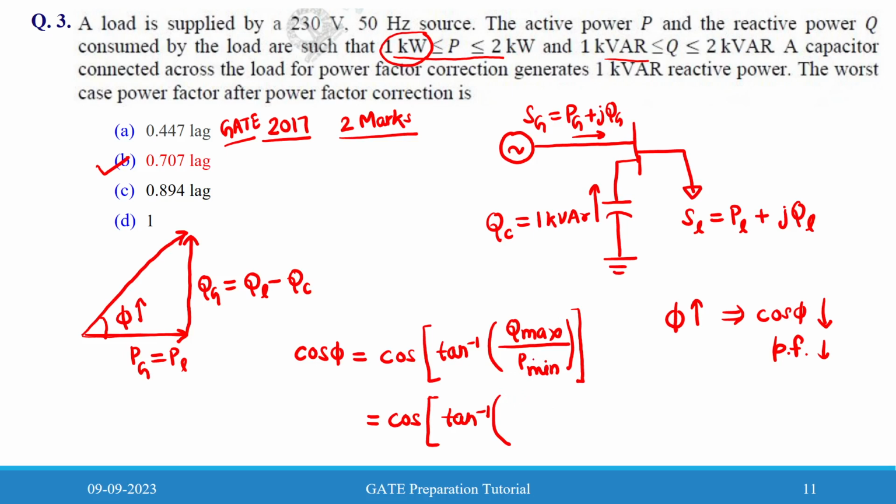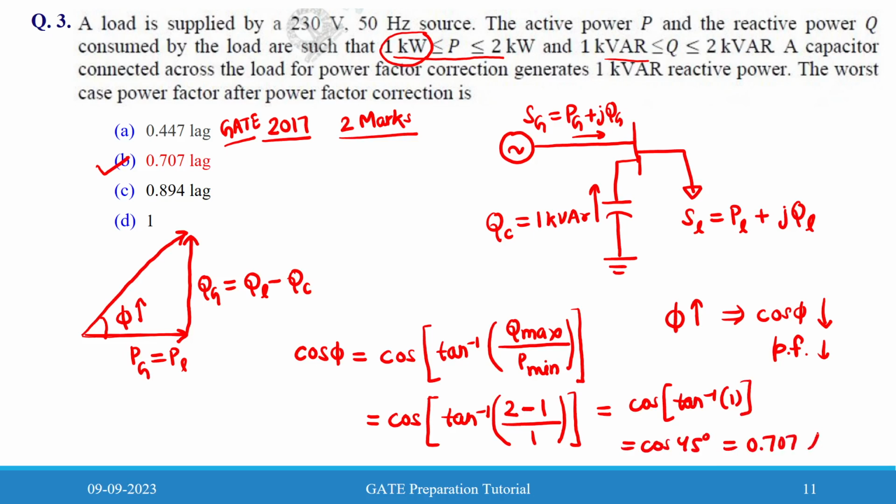So what will Q max be? For Q max you take QL equal to 2, because you cannot change the load. QL will remain the same at maximum, and then the minimum value will be with QC as 1 kVAR, so 2 minus 1. And P minimum will be what? You have to take 1. Then cos tan inverse 1. Got it? 0.707 lag. Yeah, 0.707 lag.